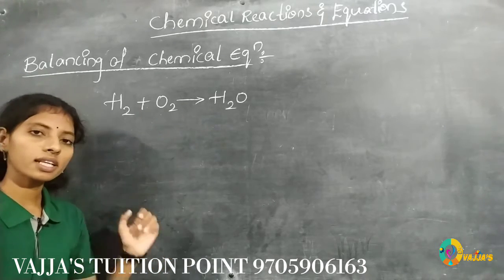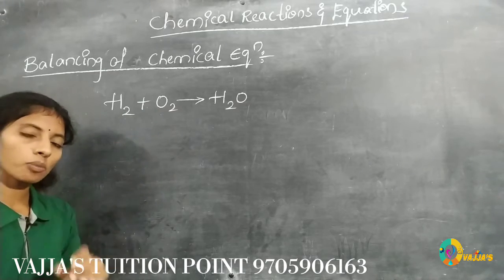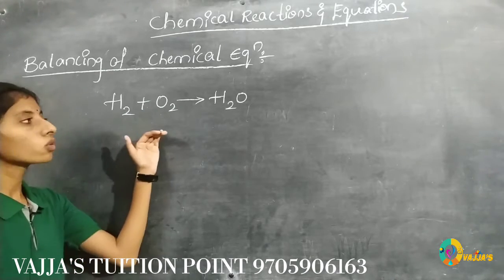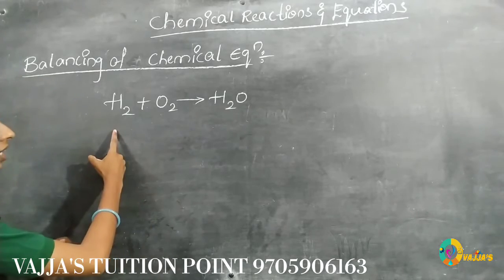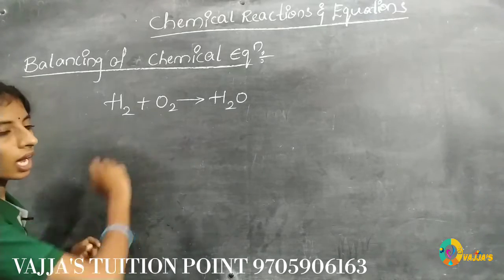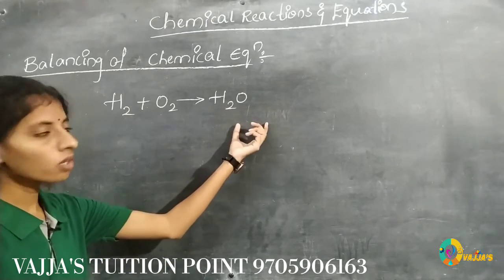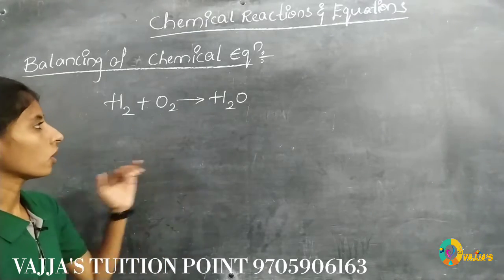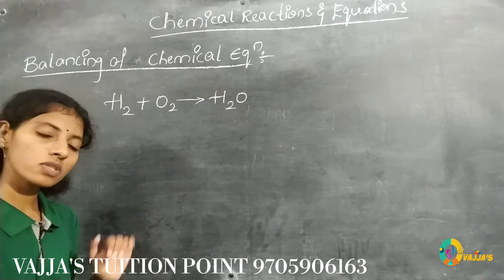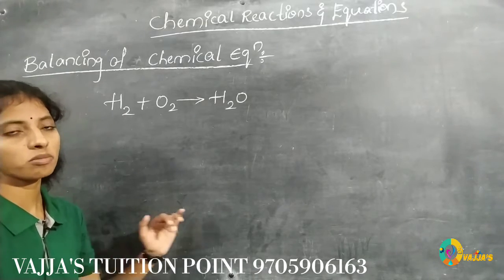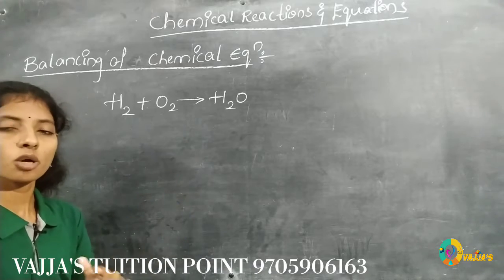This skeleton equation shows that the reactants take part in a chemical reaction to form the products. Here we have the reactants hydrogen and oxygen, and here we have the product H2O, water. Now before balancing the chemical equation, first we have to count the number of atoms in the total chemical equation on the reactant side as well as the product side.